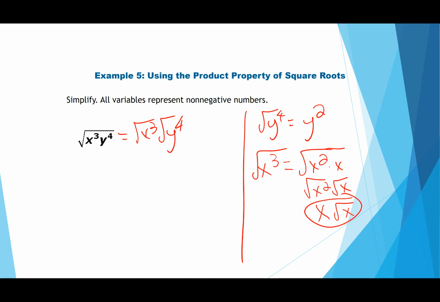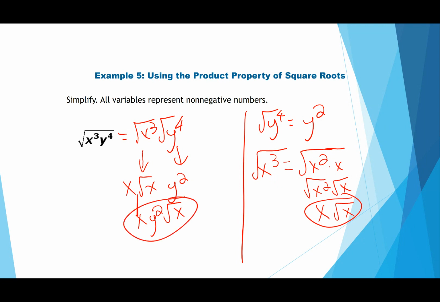Now let me just go ahead and write the answer here, and I'll explain a little bit more about these odd number exponents. So my answer: square root of x to the third simplifies to x square root of x. Y to the fourth simplifies to y to the second. So a better way to write this answer is simply x, y to the second, square root of x.